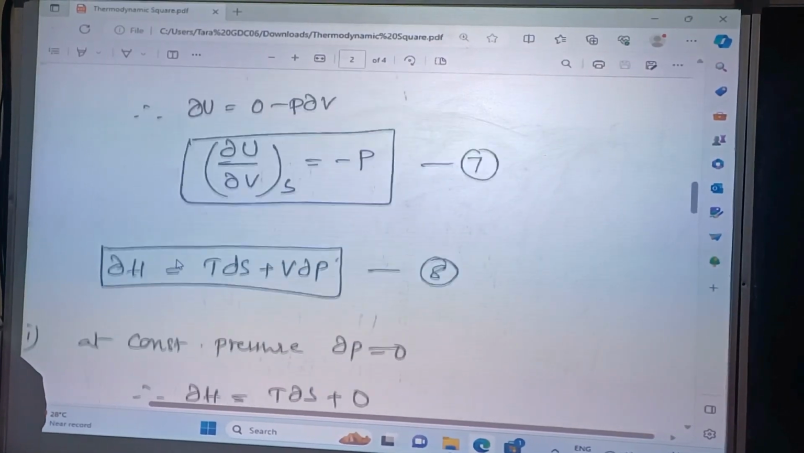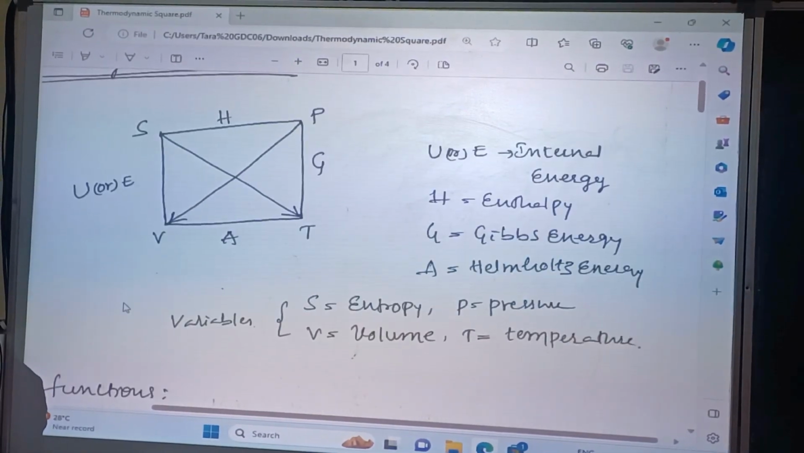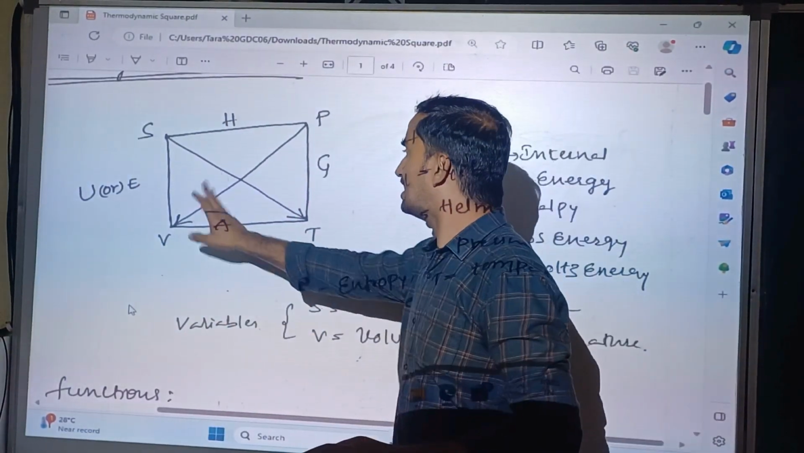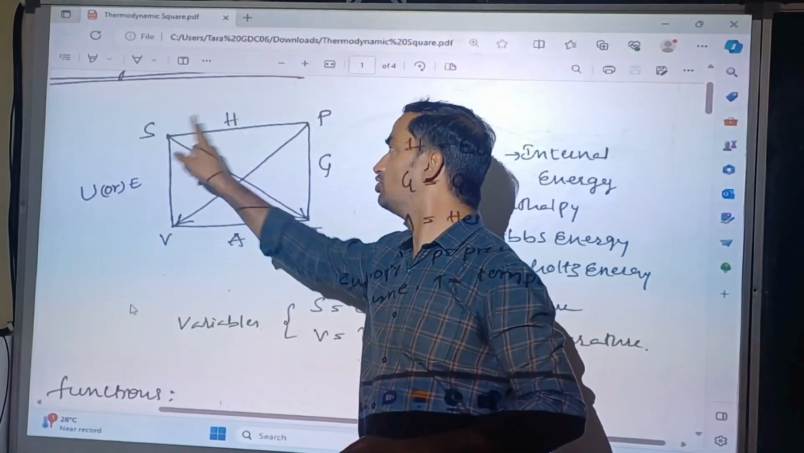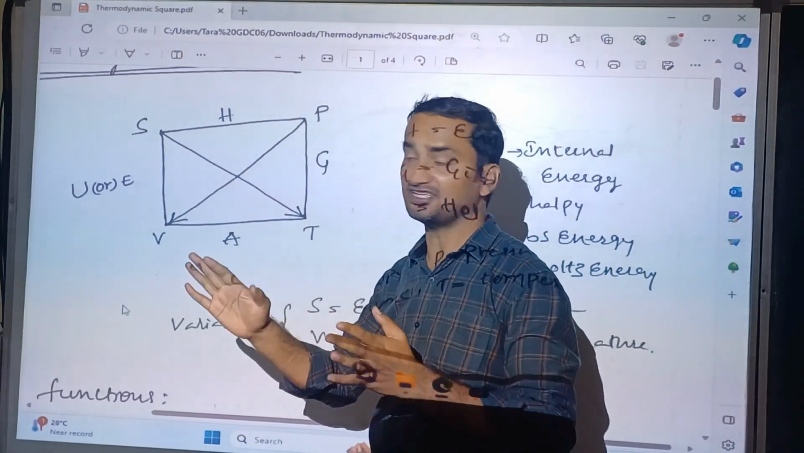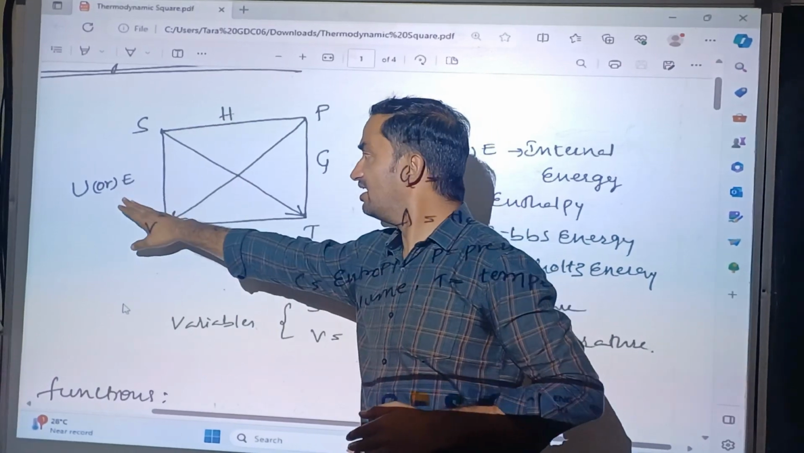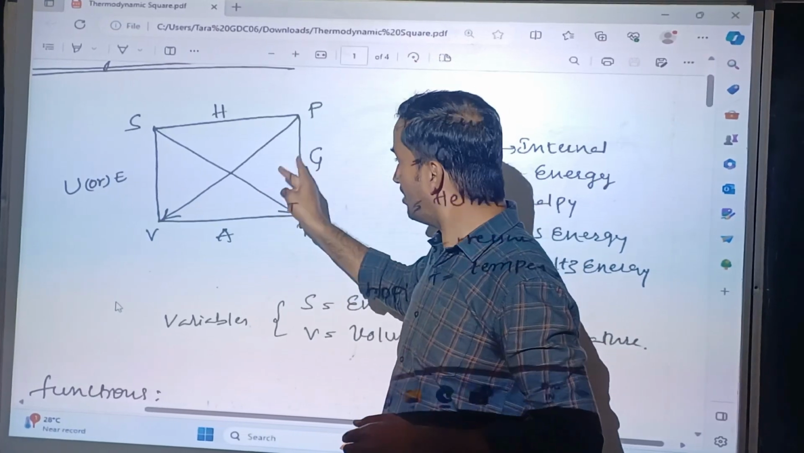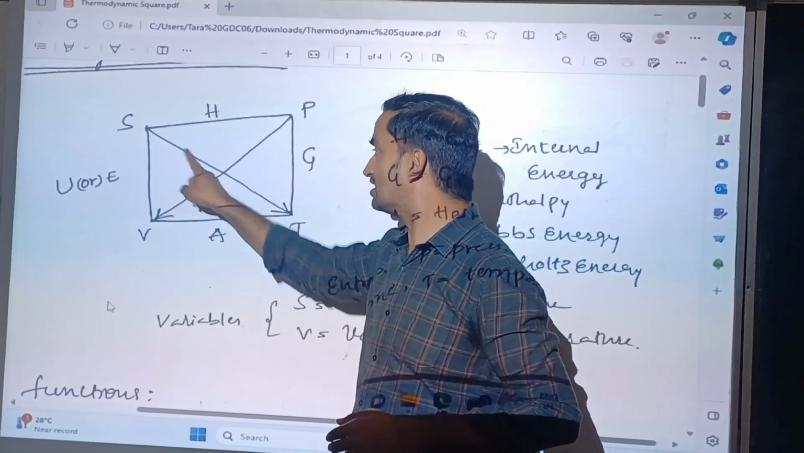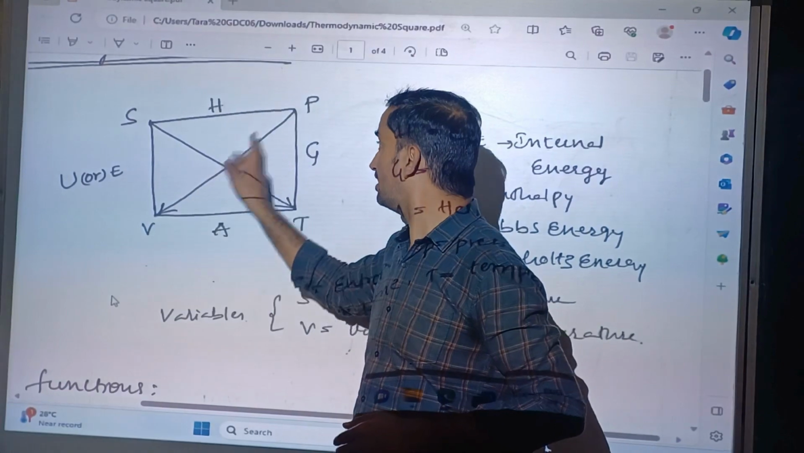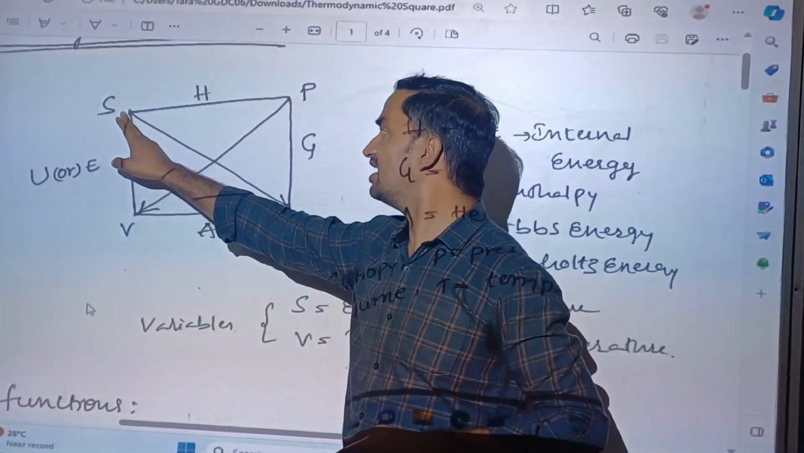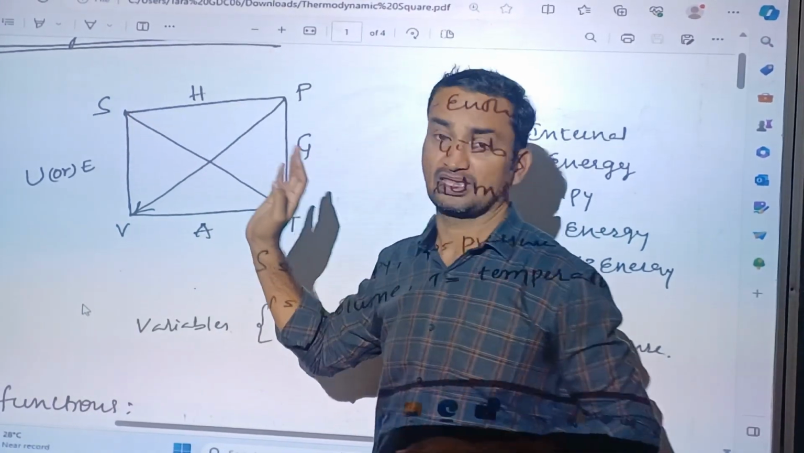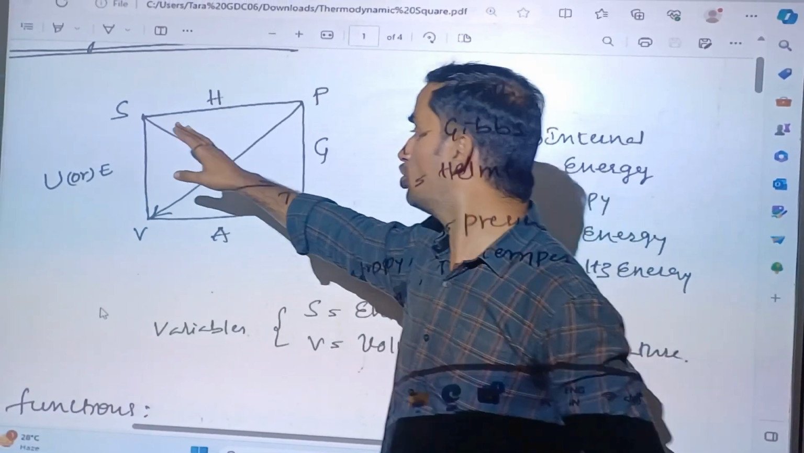Now before that, let us just write again the same thermodynamic square. We are writing a simple thermodynamic square. On the 4 corners there are entropy, pressure, volume, temperature, that's it. And on the 4 sides there are internal energy, enthalpy, Gibbs energy, Helmholtz energy. And besides this there are two more, the arrow marks. One arrow is moving from P to V, another arrow is moving from entropy to temperature.